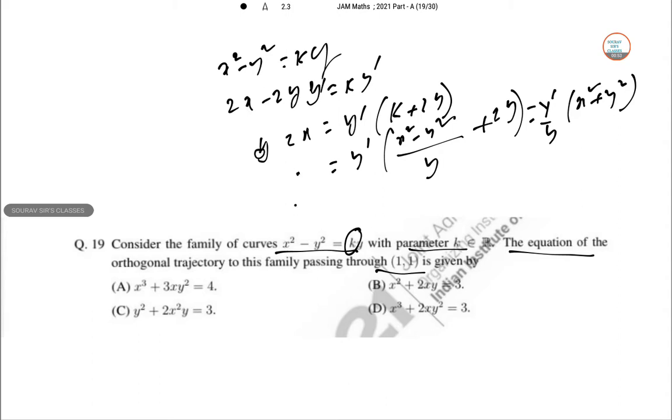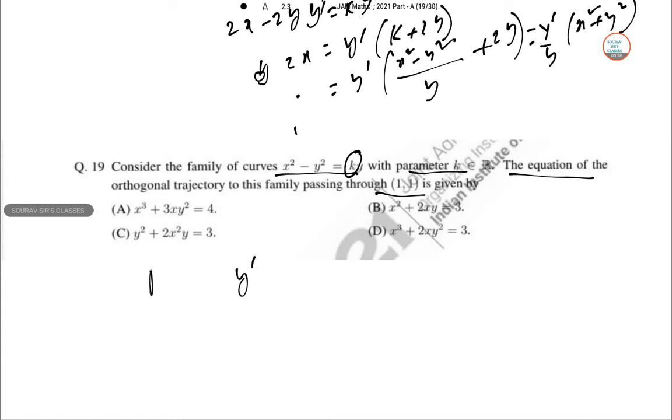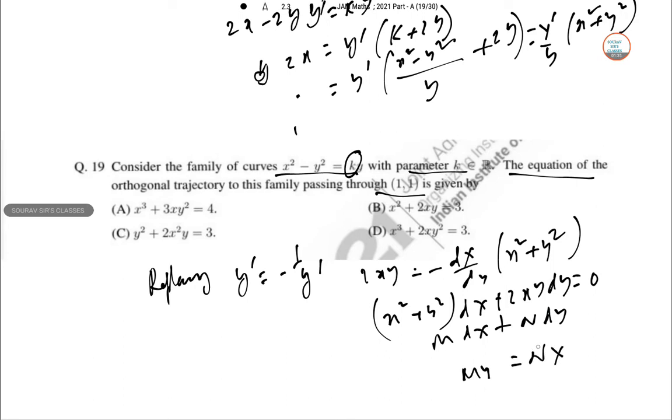Now replacing y dash with minus 1 by y dash, the normal rule for orthogonal trajectories: replacing the first order derivative dy/dx with its negative reciprocal, as the product of the slopes of the two is minus 1. So 2xy equals minus dx/dy times (x squared plus y squared). Similarly, (x squared plus y squared) dx plus 2xy dy equals 0. This is an exact equation of the form M dx plus N dy, so dM/dy equals dN/dx.